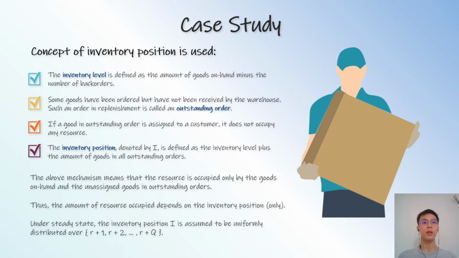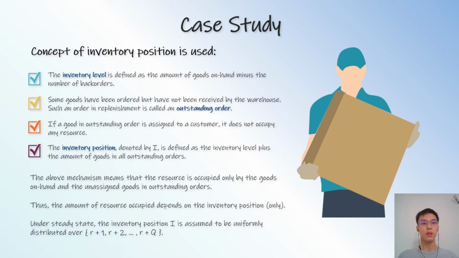The first one, the inventory level is defined as the amount of goods on hand minus the number of back orders. Second, some goods have been ordered but have not been received by the warehouse. Such an order in replenishment is called an outstanding order. Third, if a good in outstanding order is assigned to a customer, it does not occupy any resource.